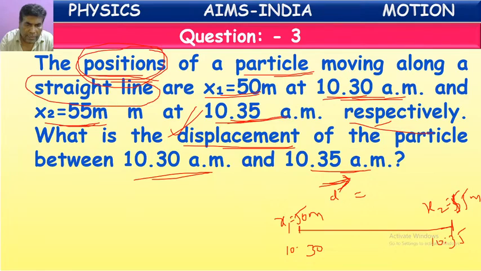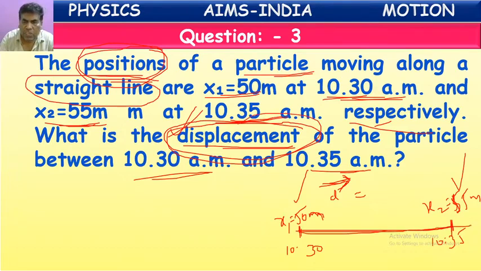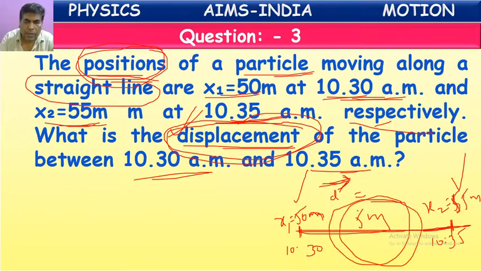Sorry, here position is marked as 50 meter, and here position is 55 meter. Now what are they asking? Displacement. What is displacement? Change between final position and initial position. What is the change from 50 meter to 55 meter? There is a change of 5 meter in a straight line.